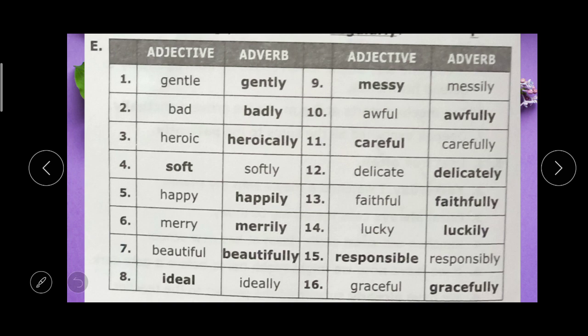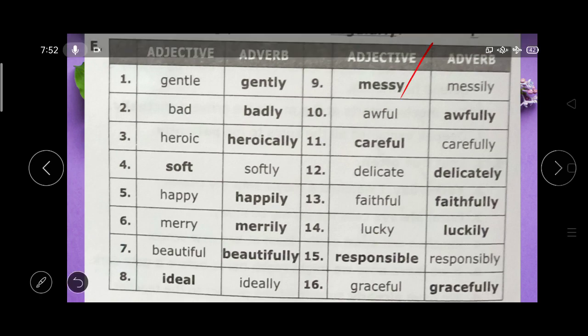11, careful, carefully. 12, delicate, delicately. 13, faithful, faithfully. 14, lucky, luckily. 15, responsible, responsibly. And 16, graceful, gracefully. So students, these are the exercises which I found important from this topic. Now, here is not the end of today's class. We will learn another topic today from your book.